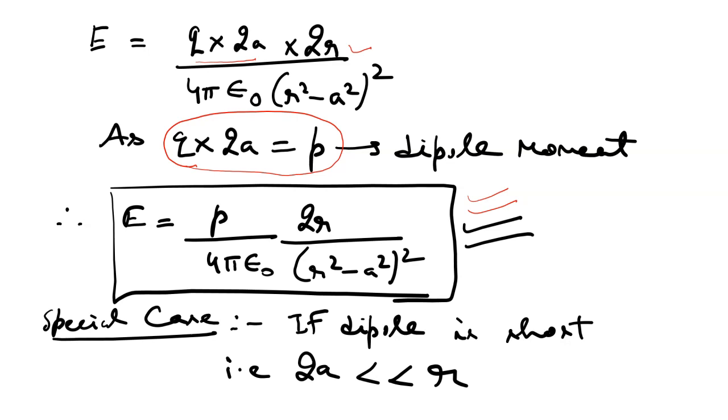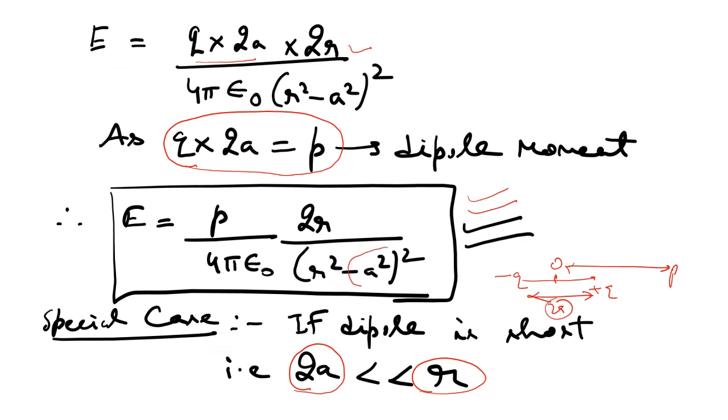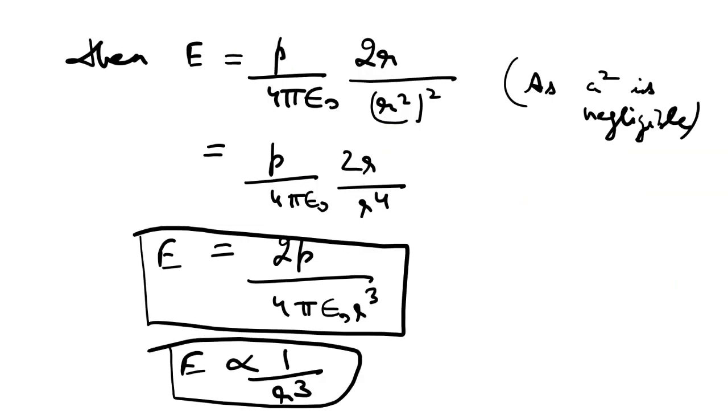Now there is a special case. If the dipole is very short, that is, 2A is very much lesser than R. Now what is R? R is the distance from the center O to P, and 2A is this one. Then P upon 4 pi epsilon naught, 2R upon (R square) whole square, because A square is negligible. So we have neglected A square from here. Now what is left? R square whole square becomes R to the power 4, and this cancels out. Electric field intensity equals 2P divided by 4 pi epsilon naught R cube.